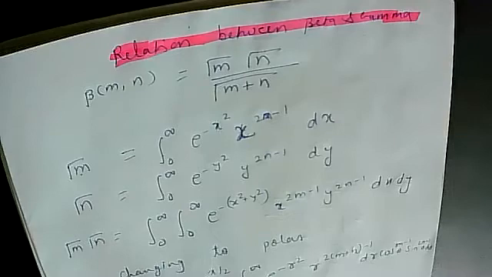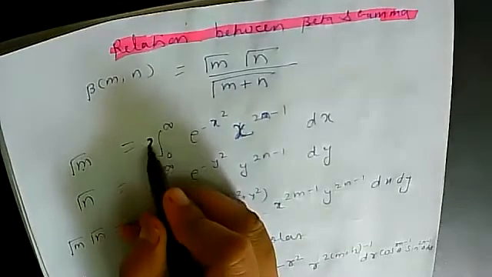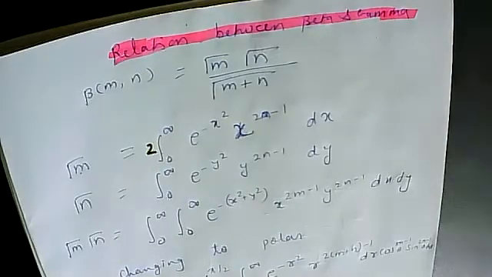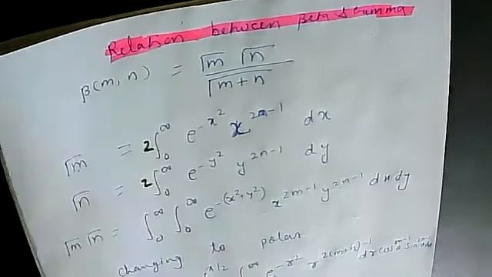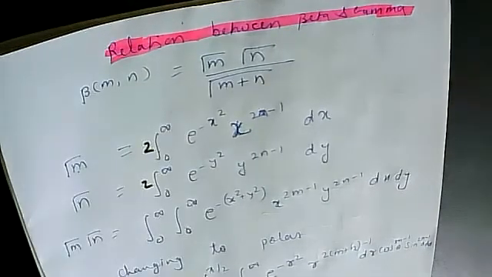It's very easy to prove this relation. How will I be proving this relation? See now, I can write that gamma(m) is equal to 2 integral 0 to infinity e to the power minus x square, x to the power 2m minus 1 dx. That is the basic definition. Same way, gamma(n) can be written as 2 integral 0 to infinity e to the power minus y square, y to the power 2n minus 1 dy.